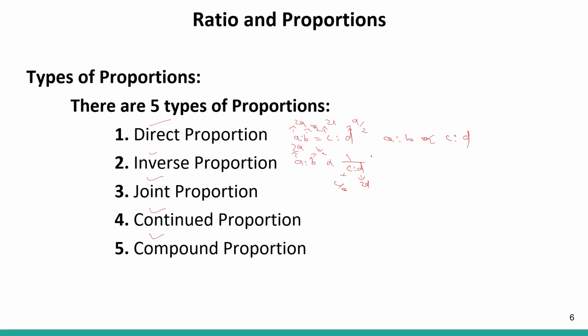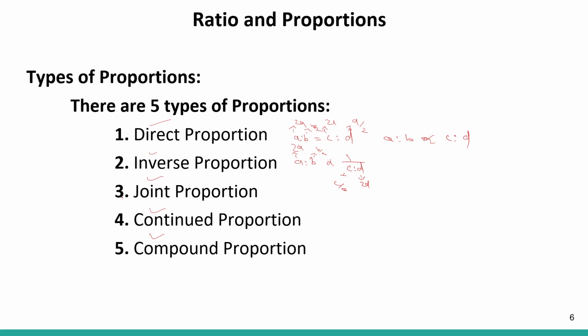So in direct proportion, the first quantity in the first ratio influences the first quantity of the second ratio. But in inverse proportion, the first quantity of the first ratio influences the second quantity of the second ratio. So D is influenced by A, and B is influenced by C, and C is influenced by B. Okay, it goes both ways.